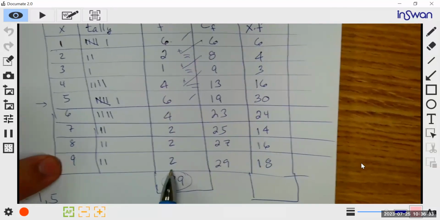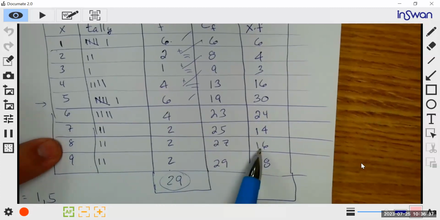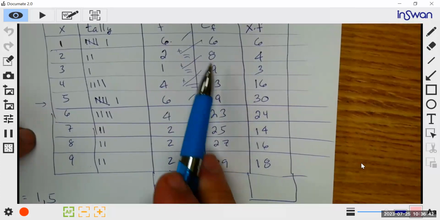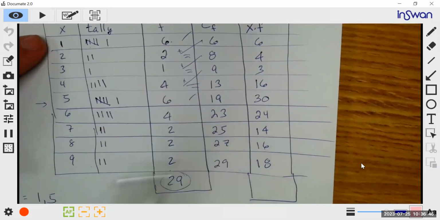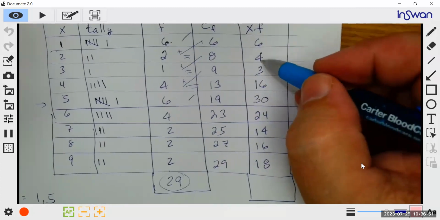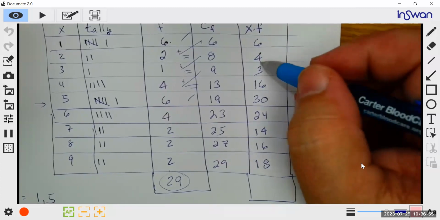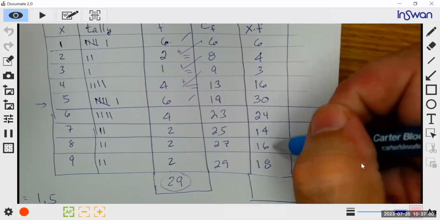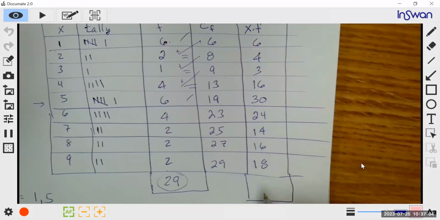Because I know I had 2 9s, so 9 times 2 is 18. I had 2 8s, which is 16. I had 2 7s, I had 4 6s. So multiply the frequency times the X, the actual data. So it's 40, 50, 80, 90, 110, 128, 131.